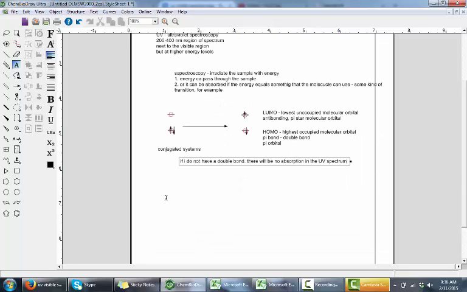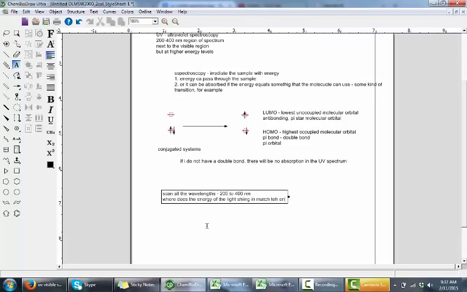Practically, how do I do this experiment? I am going to scan all the wavelengths, so shine energy at the molecule of all the wavelengths from 200 to 400 nanometers, and then monitor where I reach a match. So where does the energy of the light shining in match the energy necessary to excite an electron from the HOMO to the LUMO? And wherever it matches, that's where I will see an absorption.